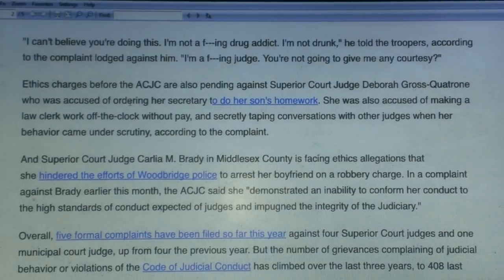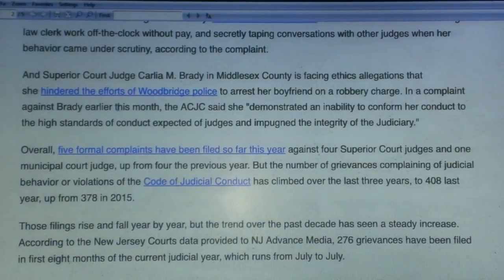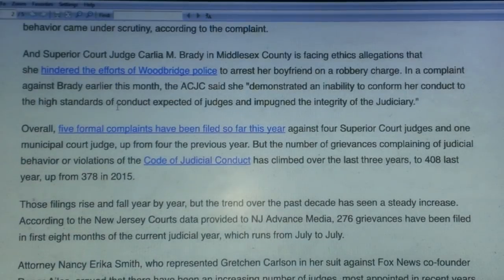It says in a complaint against Brady earlier this month, the ACJC said she demonstrated an inability to conform her conduct to high standards of conduct expected of judges and expunged the integrity of the judiciary. Do you hear this, family? This is a criminal. He's a criminal of all criminals. The criminal justice system is the criminals. It says right here, goes on to say, family, overall, 5 formal complaints has been filed so far this year.